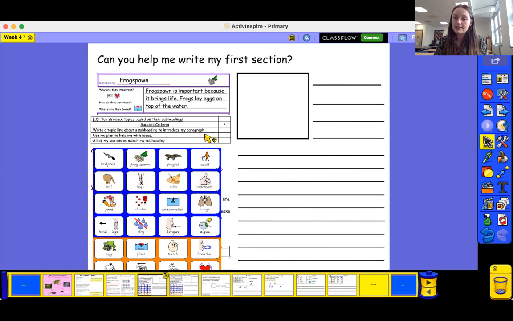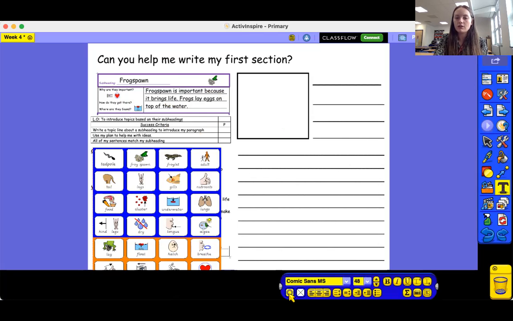When you do your writing today, you're going to get a template a little bit like mine. The first thing I'm going to do is write my subheading and copy that straight from my plan. What is the first section of my plan called? What is it about? What is the subheading? Shout it out. Well done, it's frog spawn.